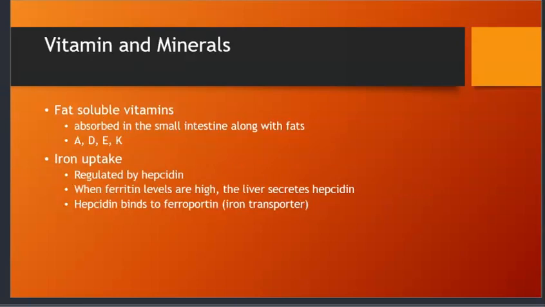Vitamins and minerals are especially essential when we're talking about digestion because we want to make sure we're getting the nutrients that we need. Fat-soluble vitamins are absorbed in the small intestine along with fats. So vitamin A, vitamin D, vitamin E, and vitamin K. Iron uptake is also regulated by hepcidin. And in our body, when iron stores or ferritin levels are high, the liver secretes that hepcidin. Hepcidin binds to ferroportin, which is an iron transporter, to transport it throughout the body or excrete it if obviously we're making too much.